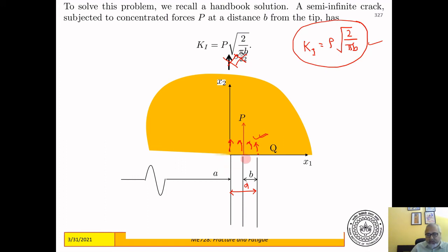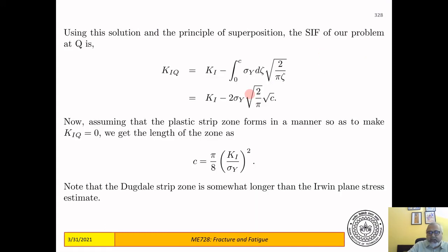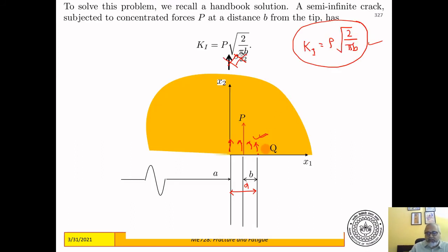Remember, our distributed load is the opposite of this. Our distributed load is a closing traction. So whatever stress intensity factor we find for this, the negative of that will be the stress intensity factor for our case. To find that, we call this sigma y, and then replace P by sigma y times d zeta, located at a distance of zeta, and then integrate this from 0 to d.